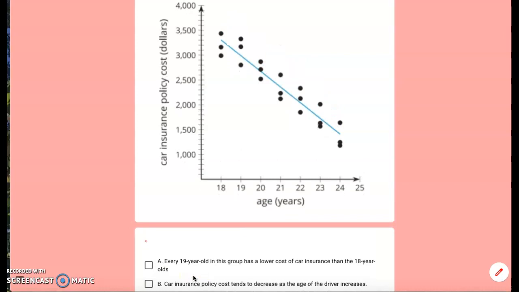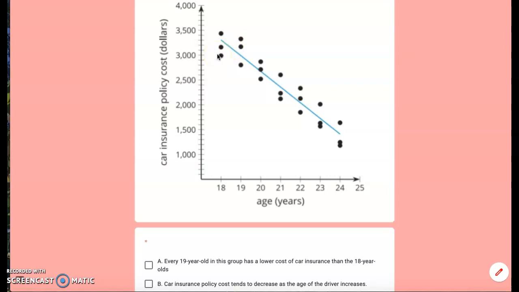This is a little bit vague, but I'm going to say not true, because see, these 2 19-year-olds are actually paying more in car insurance than these 2 18-year-olds. So these 2 points representing the 2 19-year-olds, they're paying closer to $3,500 for car insurance on the y-axis, and these 2 18-year-olds are paying closer to $3,000 on the y-axis. So you can actually see when you look point by point that there are definitely 19-year-olds who are paying more in car insurance than 18-year-olds.